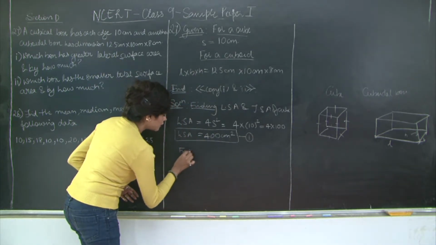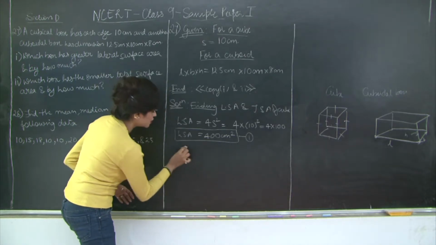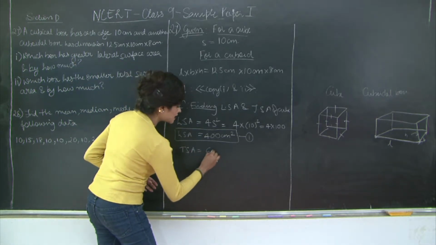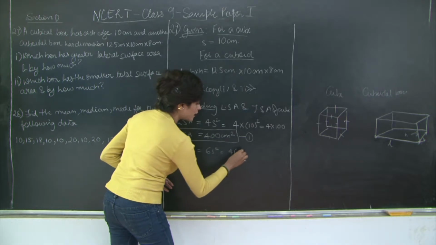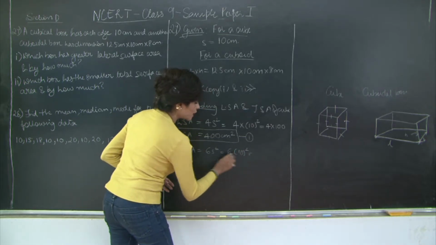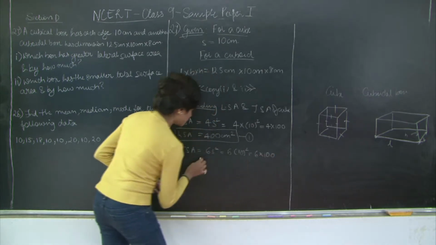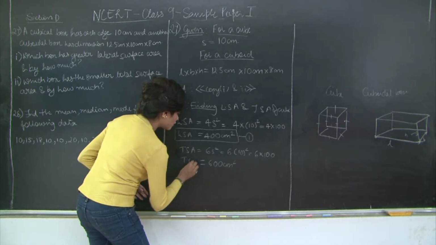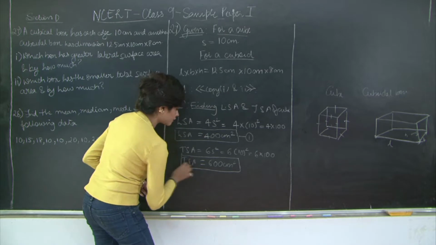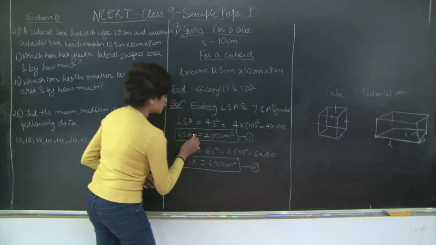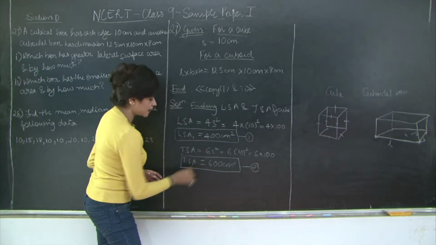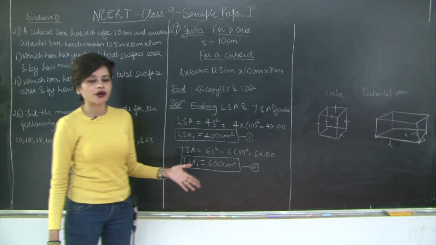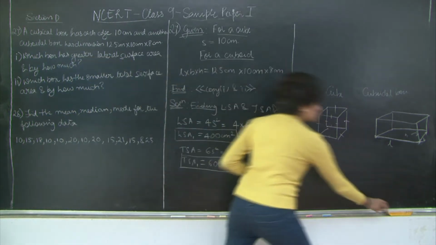Now again, finding the total surface area. A cube has 6 faces. So the total surface area would be 6 into side square, which is 6 into 10 square, which is 6 into 100, which is 600 centimeter square. This is the total surface area of your cube. So I'll say lateral surface area 1, total surface area 1. Now what we will do is find the lateral surface area and total surface area of the cuboid. So let's do this on the other side of the board.